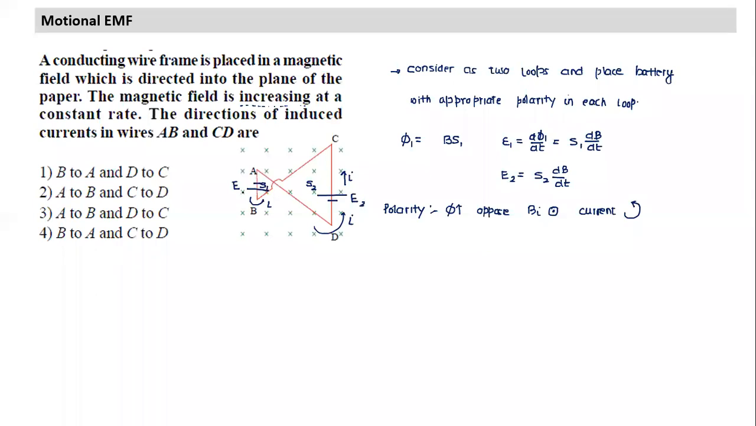Now what you notice, are these two batteries E1 and E2 driving current in the same sense? See, E2 is trying to drive the current from C towards B, whereas E1 is driving from B towards C. So these two batteries are in the opposite sense. Is this clear?